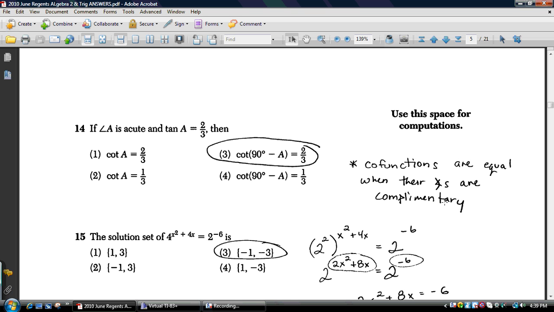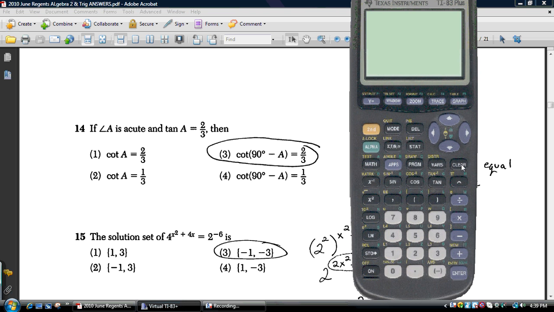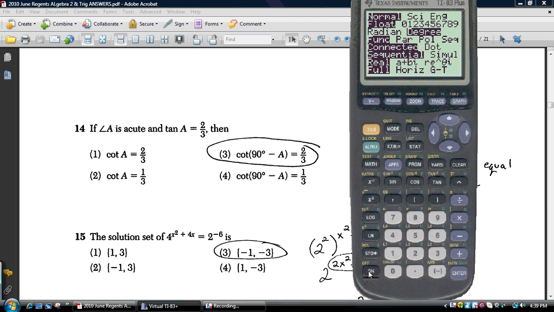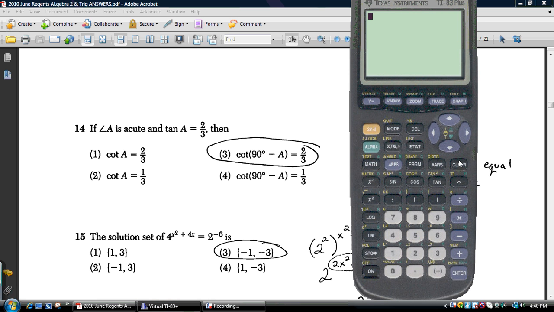Cofunctions are equal when their angles are complementary. So use your calculator. Let me show you this one in your calculator, and then I'll explain what I wrote on the side. First thing you want to do is let's inverse the tan of 2/3. Find out how much angle A is. Right? A is like 33.69 degrees.